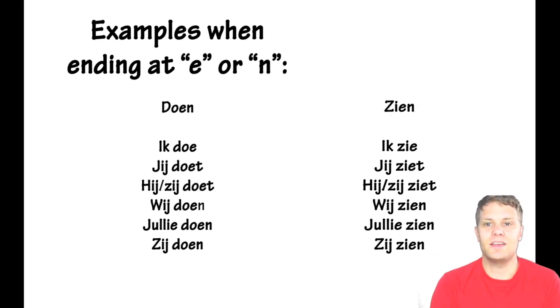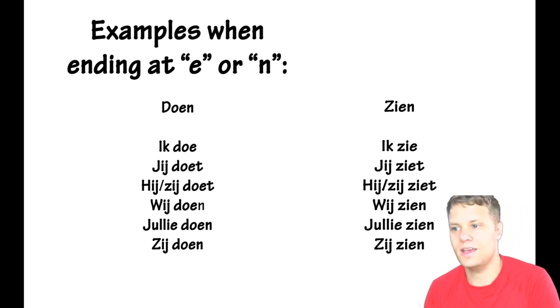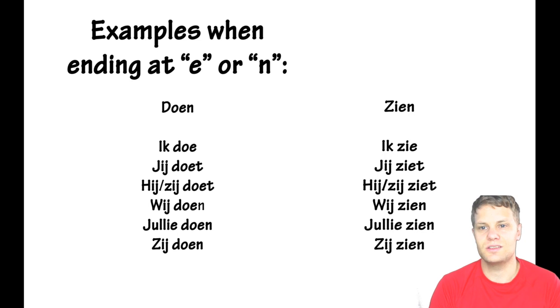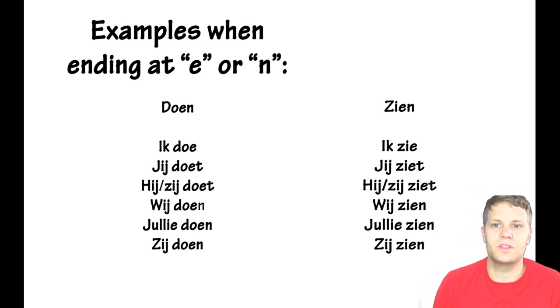And it's the same thing with the en, right? So if it already has an en, so are they just going to add an en? And so they said, no, let's not do that. So doen is to do. And ik doe means I do. Jij doet, so then it gets a T. Hij, zij doet. And then wij doen, they could say like doenen or something, but they didn't do that. So it's just wij doen, jullie doen, zij doen. The same thing with zien. Ik zie, jij ziet, hij, zij ziet, wij zien, jullie zien, zij zien. And zien means to see.